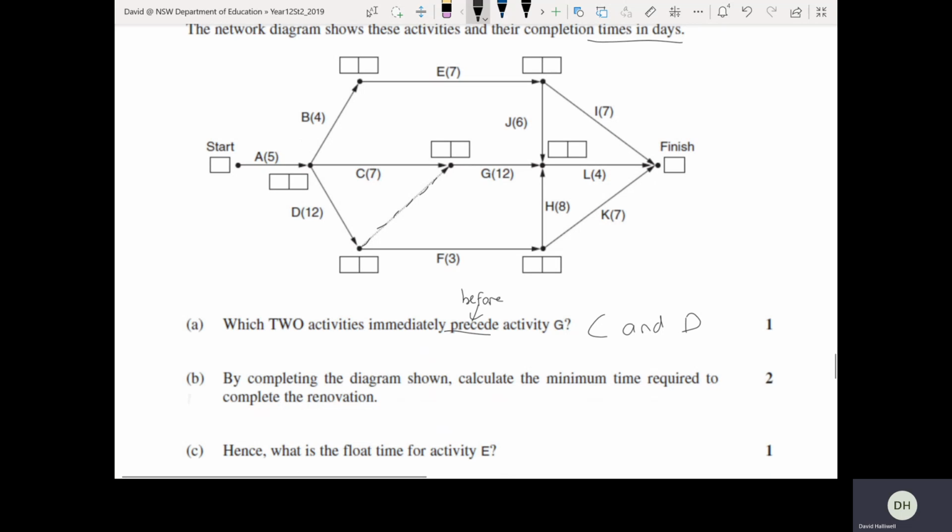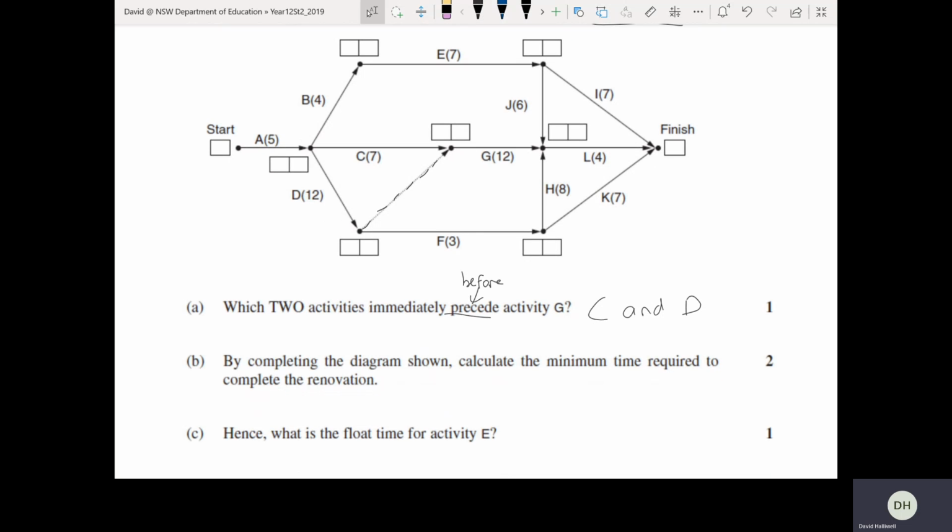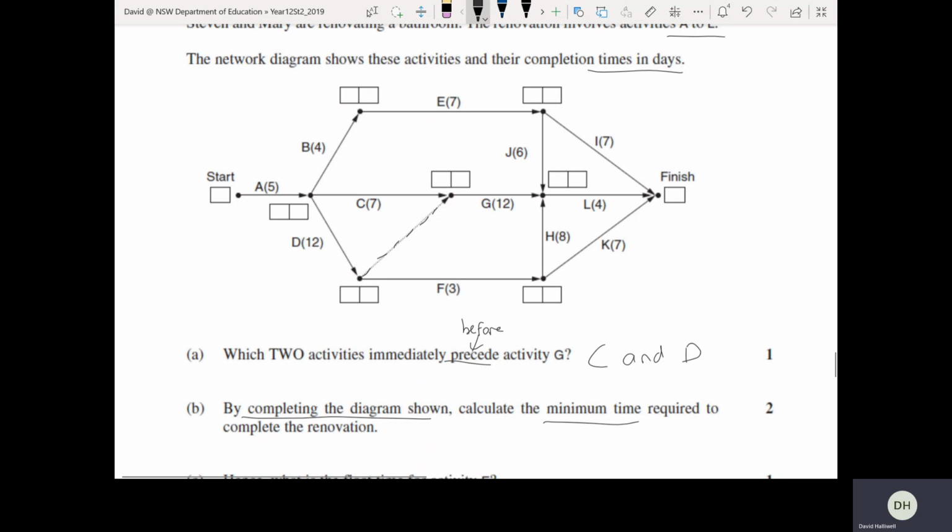Question 2, sorry, B. Calculate the minimum time to complete the renovation by completing the diagram shown. Okay, so they want us to fill in all those boxes. Okay, the structure of the boxes is slightly different to the way that I've taught you how to do it. So what I'm going to ask is that you adjust the boxes slightly on your diagram, and this would be fine to do.